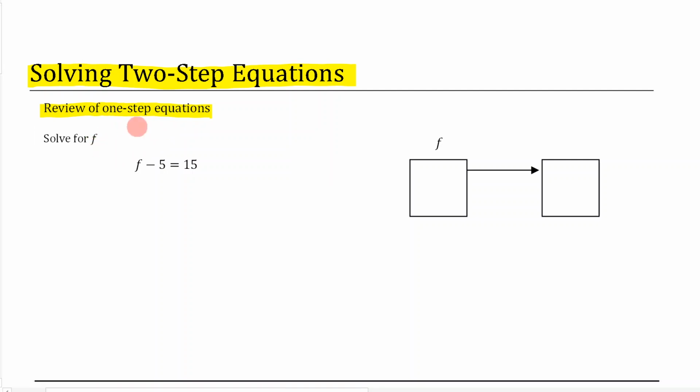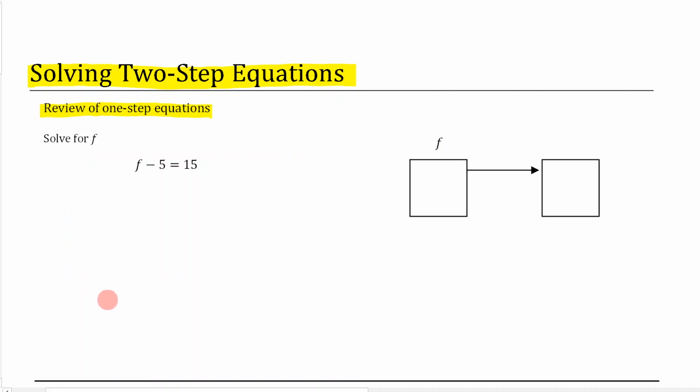Our example of a one-step equation is saying solve for f, and then they give us the equation f minus 5 is equal to 15. Now, remember, when it's saying solve for a pronumeral, so in this case f, what it means is it's saying, well, what is f equal to? That's what it wants us to find. What is f equal to? In our last lesson, we spoke about how we can use a flowchart to help our understanding here.